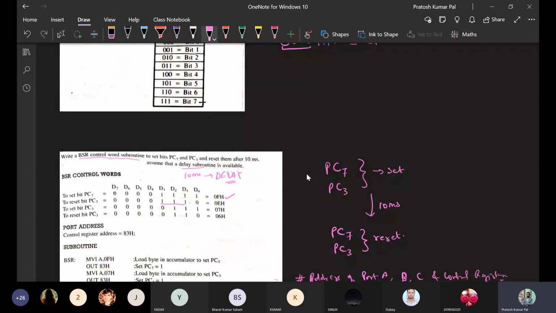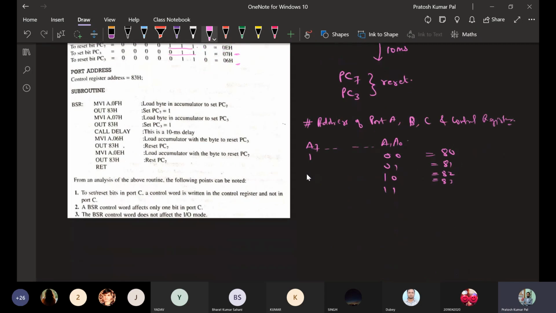The next one is that we need to set PC3. For bit 3, 0, 1, 1 should be selected. If 0, 1, 1 is there, that means PC3, the third bit of port C, is selected, and we need to set it, which means D0 should be 1. So its value comes out to be 07H, and if it is reset, it will be 06H. And from there we have seen that the control register location will be 83H.